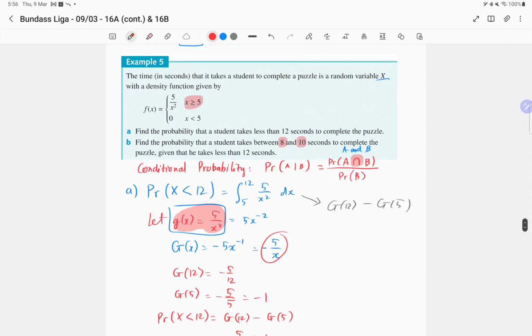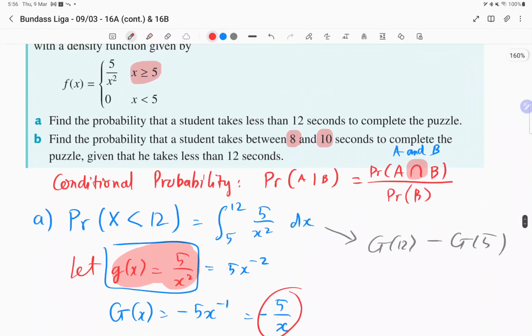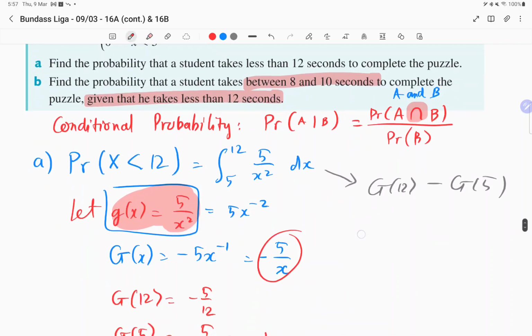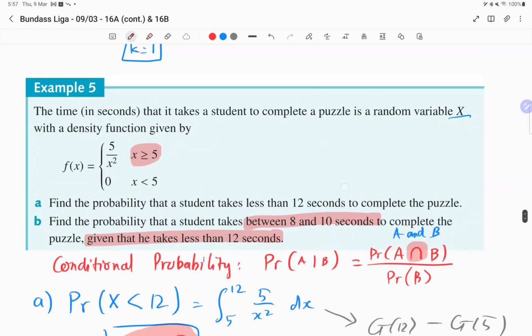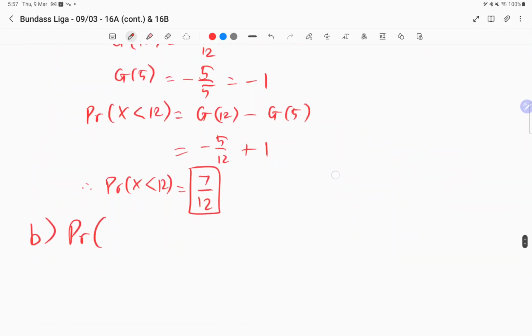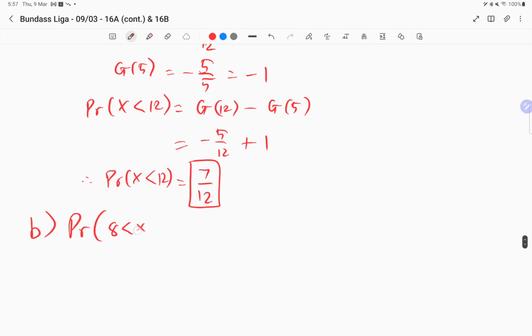Next, have a look at question B. Find the probability that the student takes between 8 and 10 seconds, given that he takes less than 12 seconds. Alright, so let's write this out in the conditional probability format. Question B: it's the probability that x is between 8 and 10, right? So 8 less than x less than 10, given that x is less than 12. Okay, make sense?